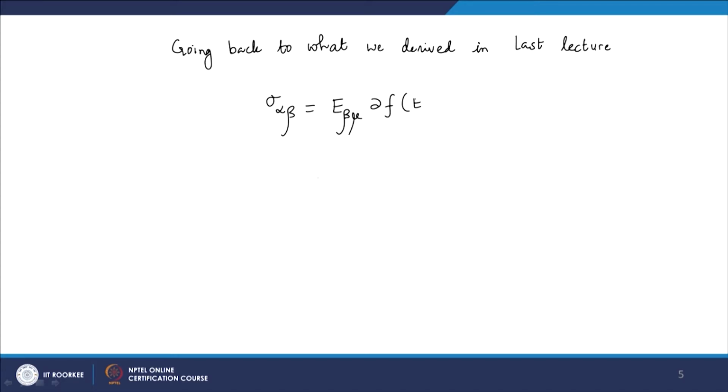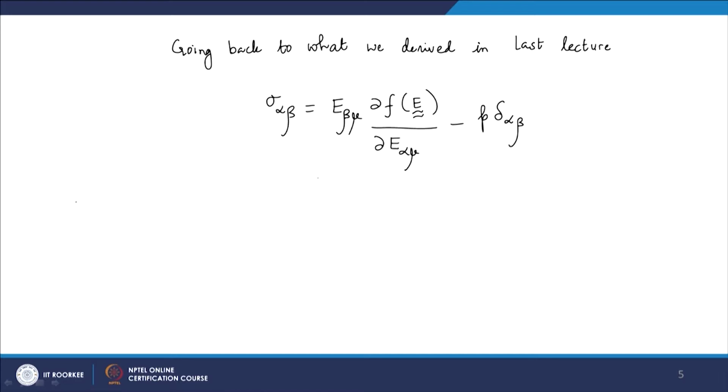So, going back to what we derived in the last lecture, we had the stress tensor is equal to E beta mu dou Fe by dou alpha mu minus P delta alpha beta.